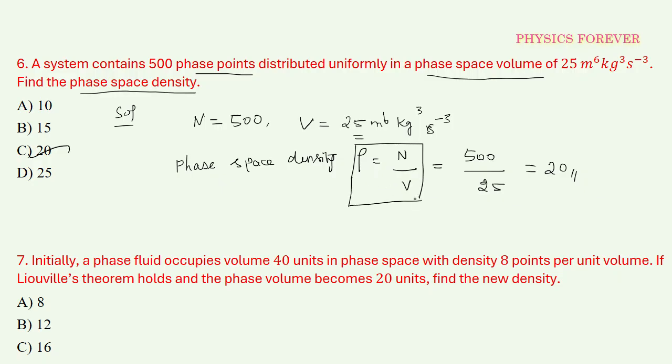Sometimes they give the density and volume and ask for the total number of phase points. Then we have to rearrange: N is equal to rho times volume. So when density and volume are given and the total number of phase points is asked, we just rearrange and substitute the given values to find N.